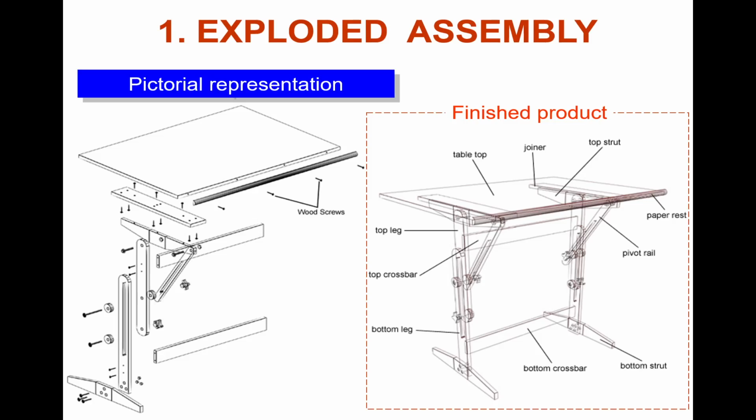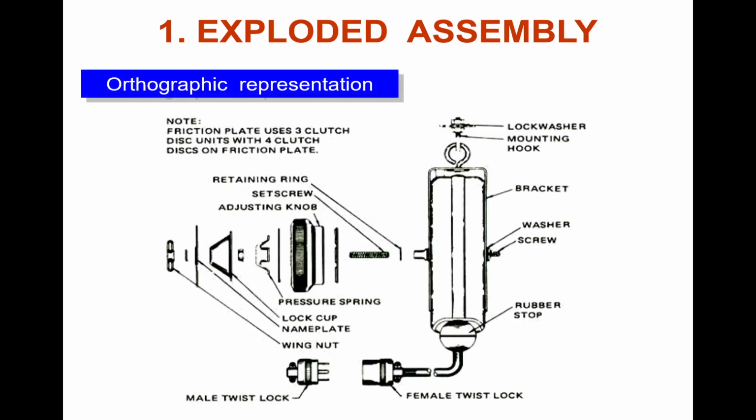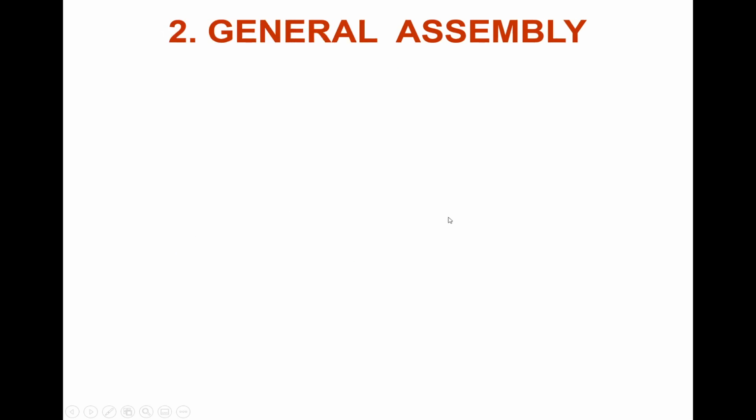Okay, so how the exploded assembly ni is being drawn. Okay, macam mana cara dia draw. Okay, and then this is another example from orthographic representation. Okay, ni ada few parts dia lah dekat sini. Okay, ada for example wing nut, lock cup, nameplate, pressure spring ni. This is how dia akan be put together, based on the orthographic representation.